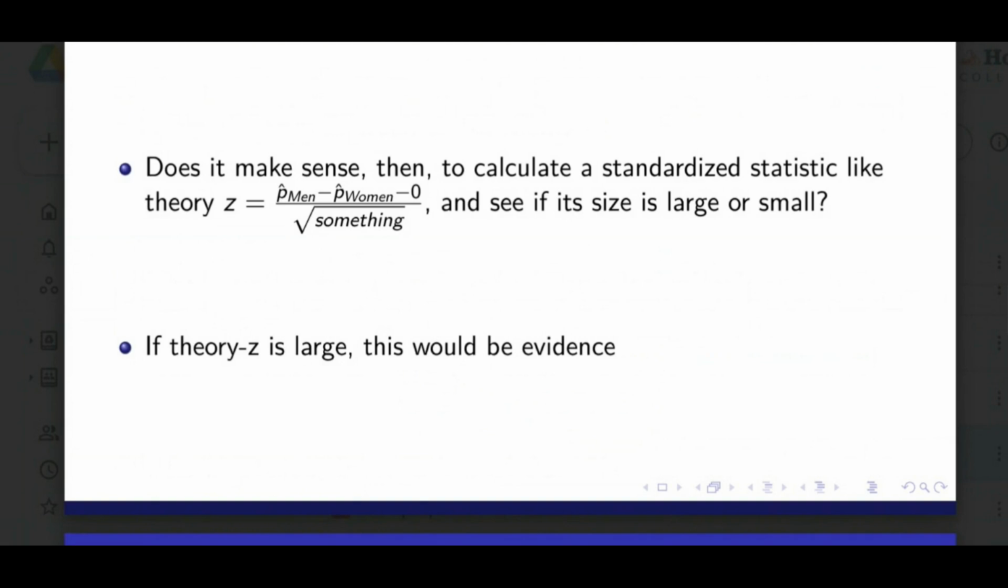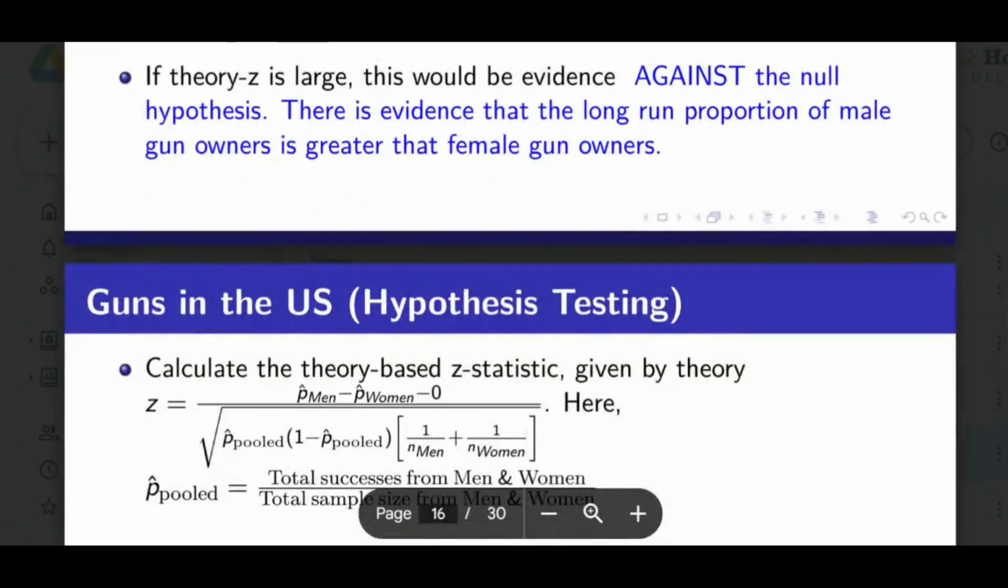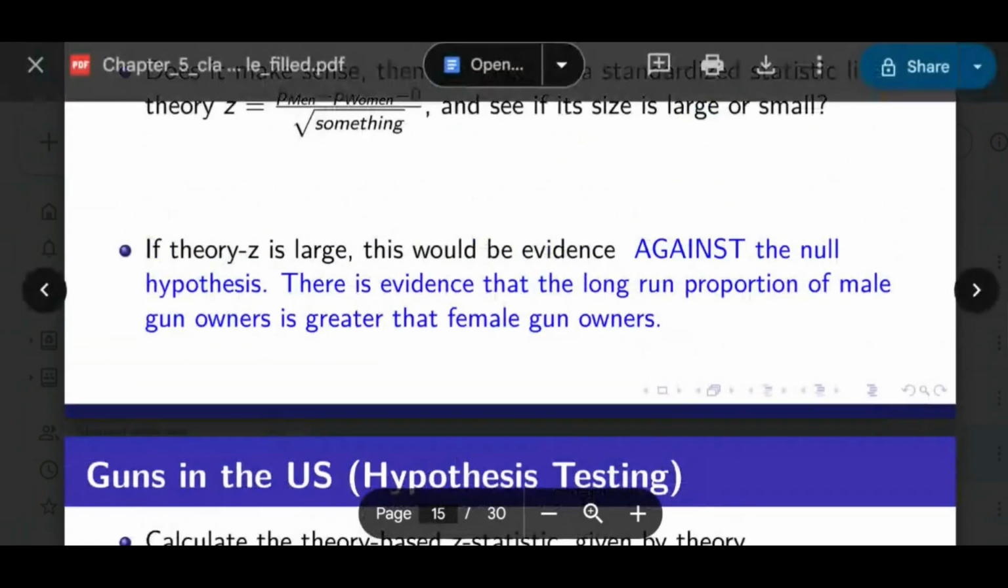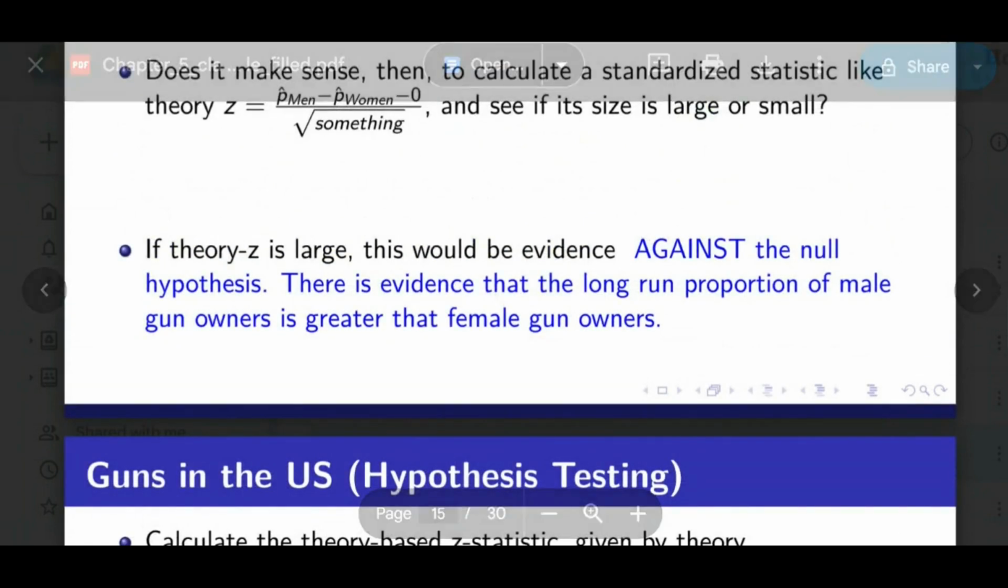So if theory Z is large, is this evidence against the null or no evidence against the null? If you have a big Z value, what does this tell you? It means the disparity between men and women is big. Is this evidence against the null? Yes. If you get a big Z, this is evidence against the null. There is evidence that the long run proportion of male gun owners is greater than female. So you go for the alternative.